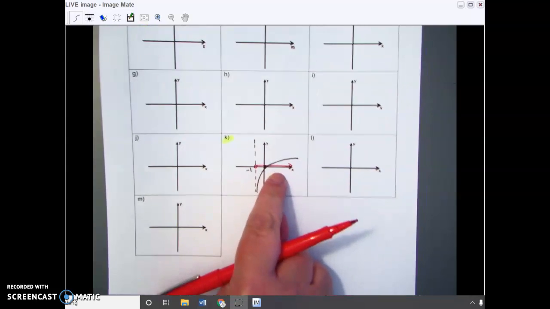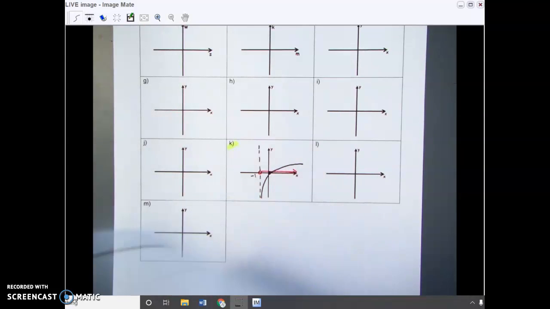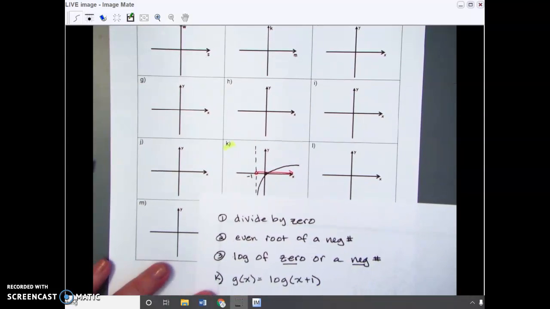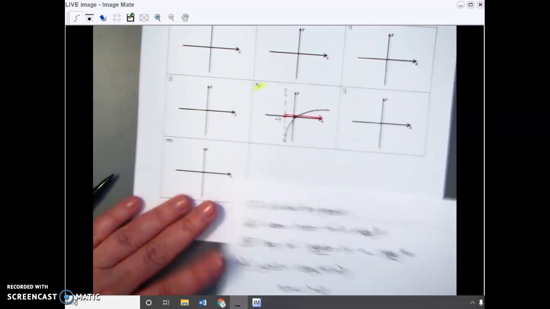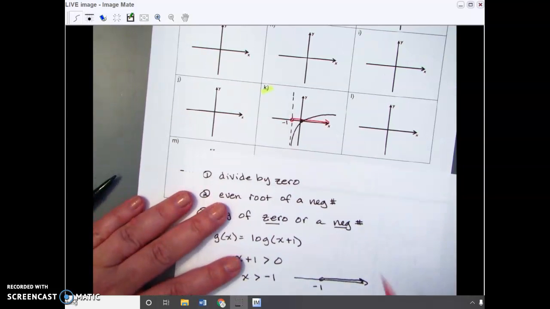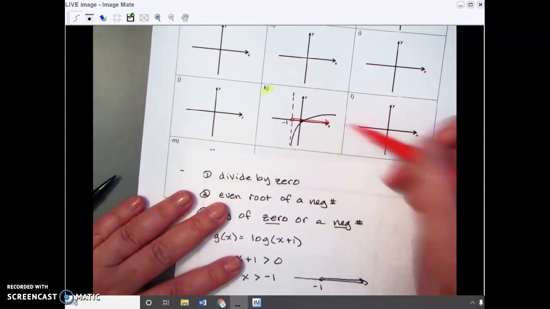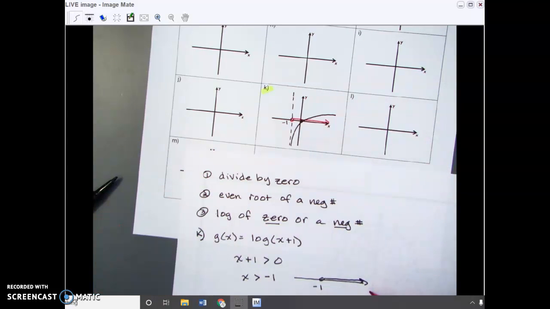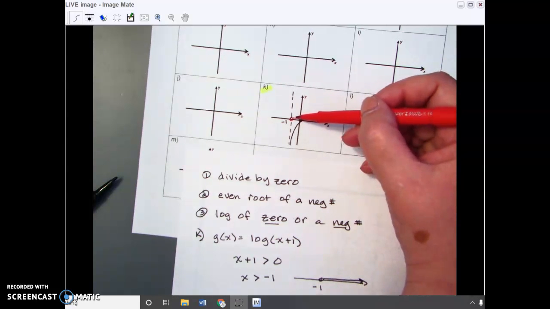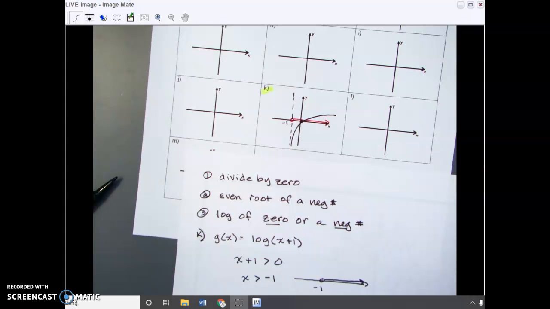We end up with the same graph that I had right here. Whoops, I'm out of room over here. So what I just charted on the x-axis is what we charted right here when we solved the problem and said what domain do we have. So the set of x values greater than negative 1 is where I can map onto a real y value.